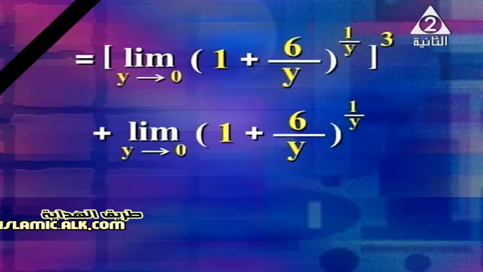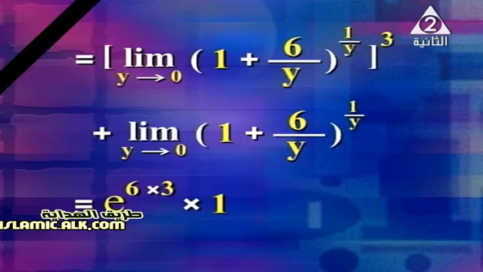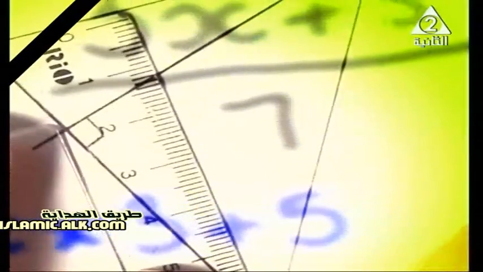Therefore, we put the fraction as limit when y tends to 0, (1 plus 6y) for all power 1 over y for all power 3. Then we add the second limit when y tends to 0, (1 plus 6y) for all power 1 over y equals what? e power 6, power 3 is e power 18.